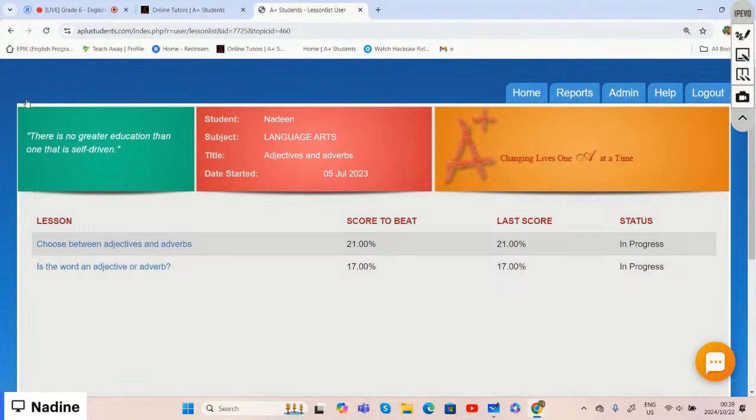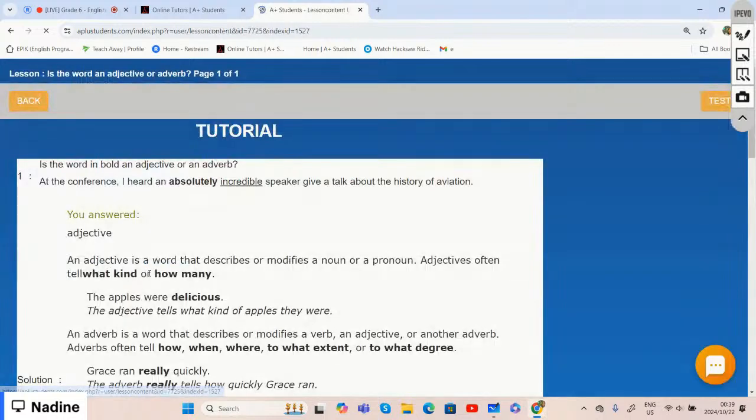So we identified we had to choose between an adjective as well as an adverb, right? And once again, an adjective modifies a noun or tells us about a noun or describes a noun, whereas an adverb modifies or tells us about the verb. We need to say if the word is an adjective or an adverb.